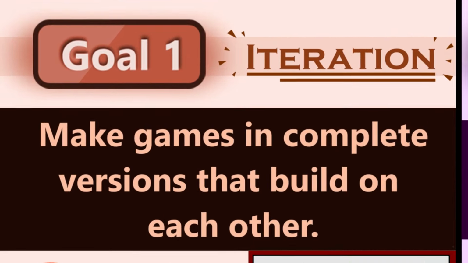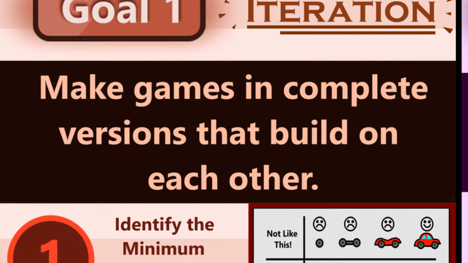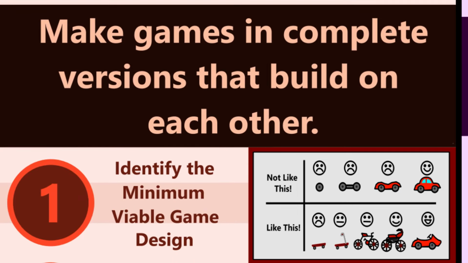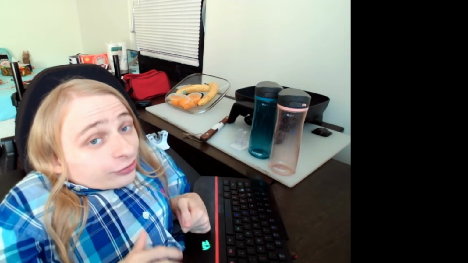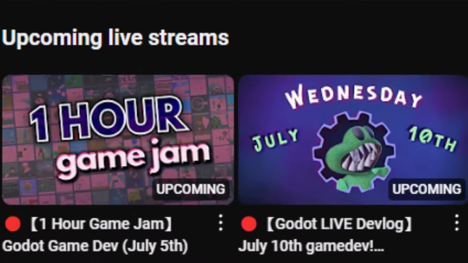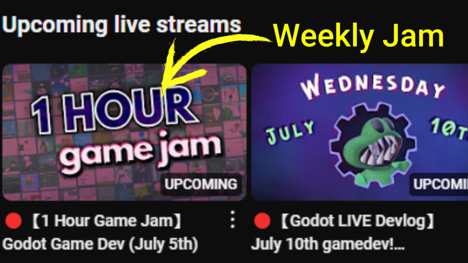So the first step to achieving the goal of iteration is to be able to identify minimum viable game designs. The best way to improve at identifying and creating minimum viable game designs is through practice. Game jams work really well for this. I'd specifically like to recommend the 1-hour game jam. It works especially well for this.